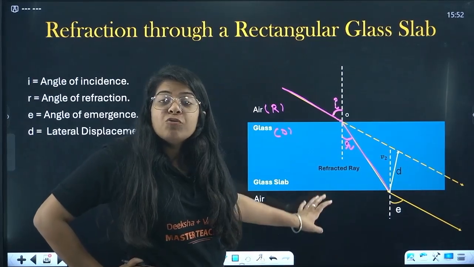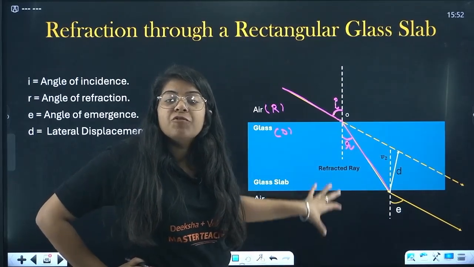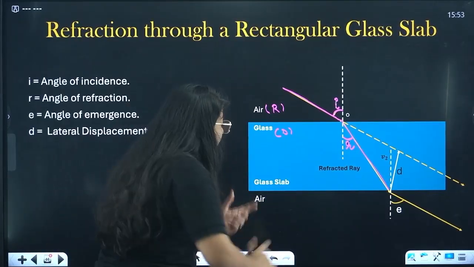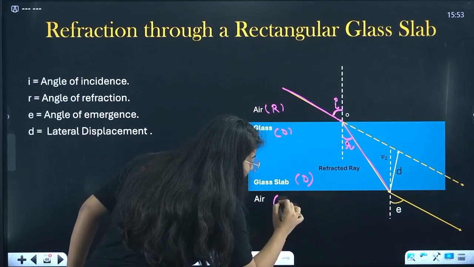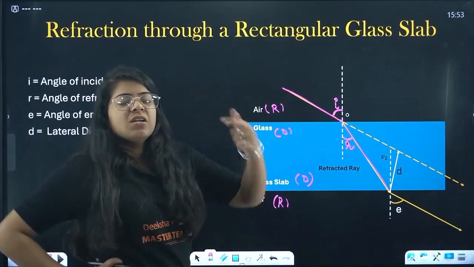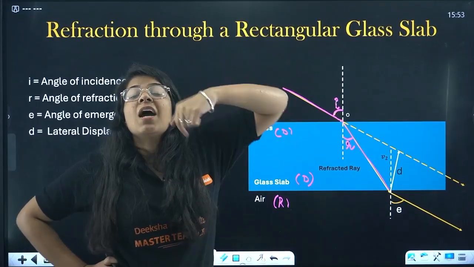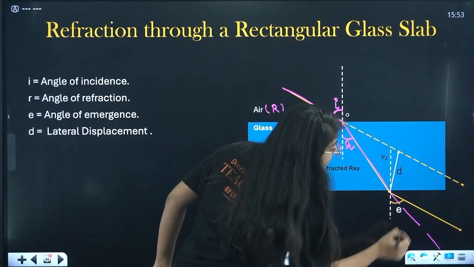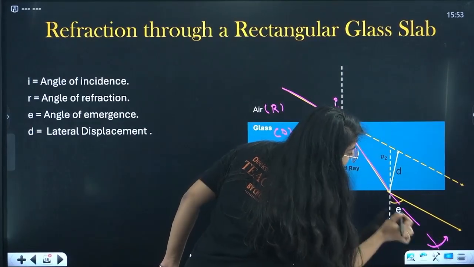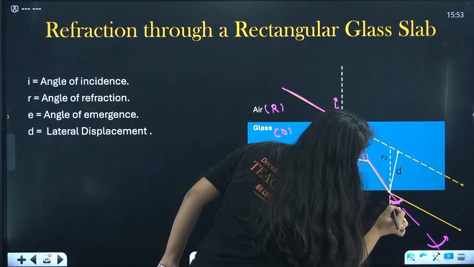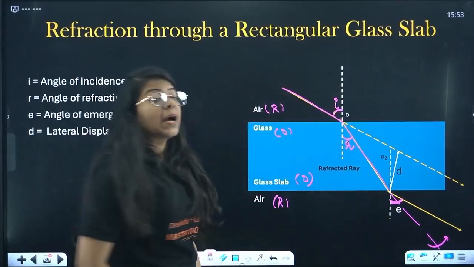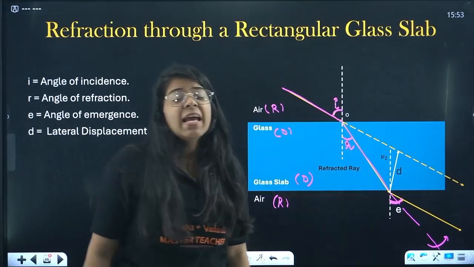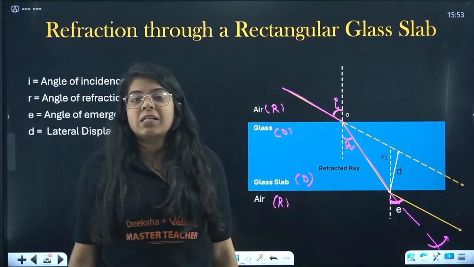Now it is coming out from glass into the air. From glass into the air. So it is going from denser to rarer medium. Now from denser to rarer medium, the ray bends away from the normal. So instead of going straight like this, it bent away from the normal, and this angle beta now is called your emergent angle, because this ray is emerging out of the glass slab, right?